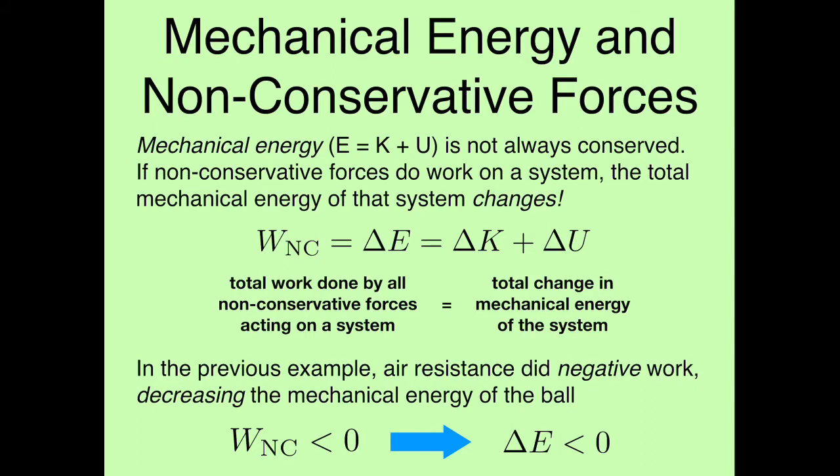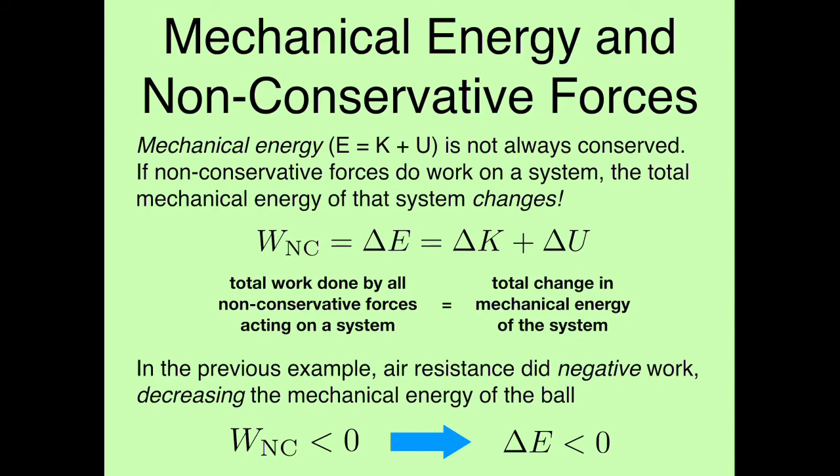So remember, mechanical energy is defined as E equals K plus U. So mechanical energy is the sum of kinetic and potential energies. And what we just saw in the previous example is it's not always conserved. It's possible to lose mechanical energy. That happens when you have non-conservative forces doing work on a system, okay?